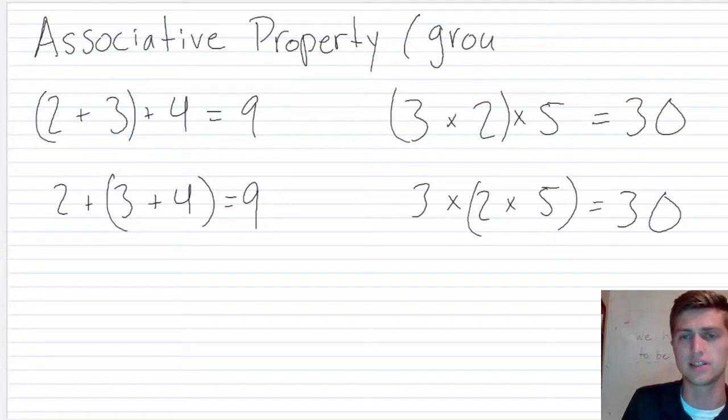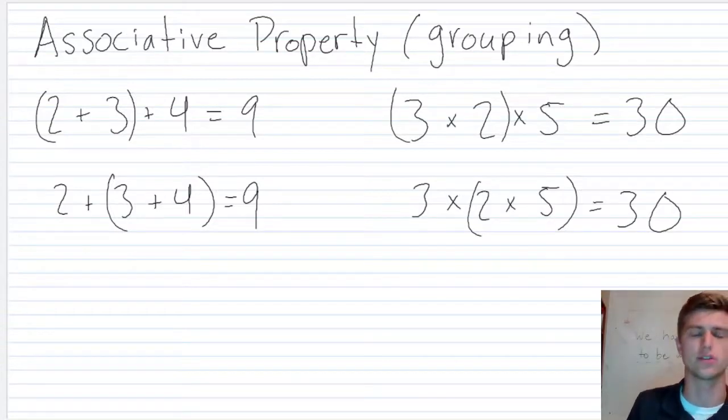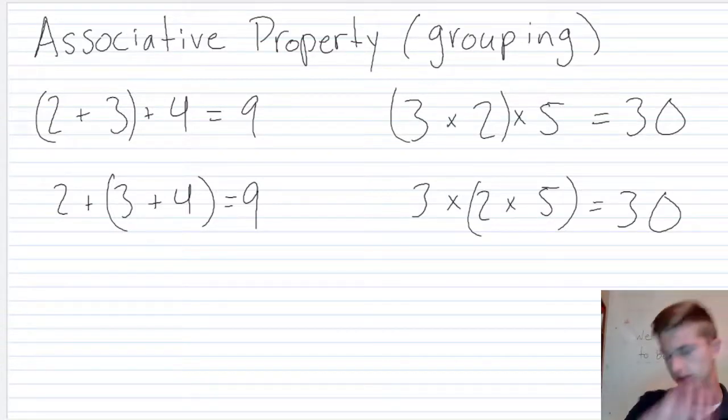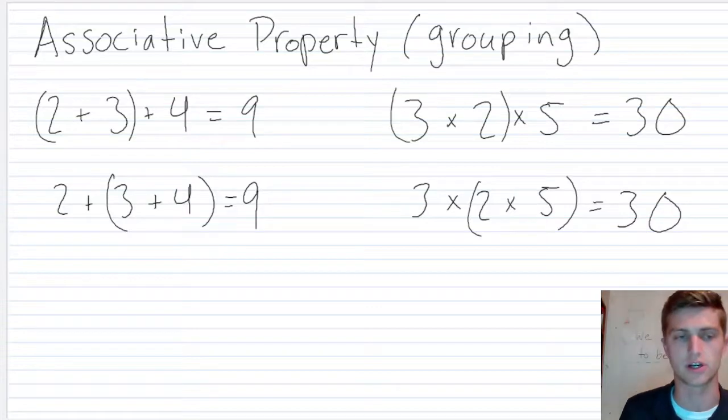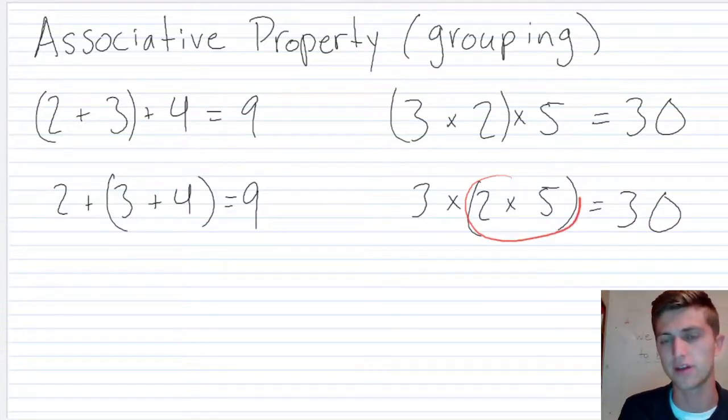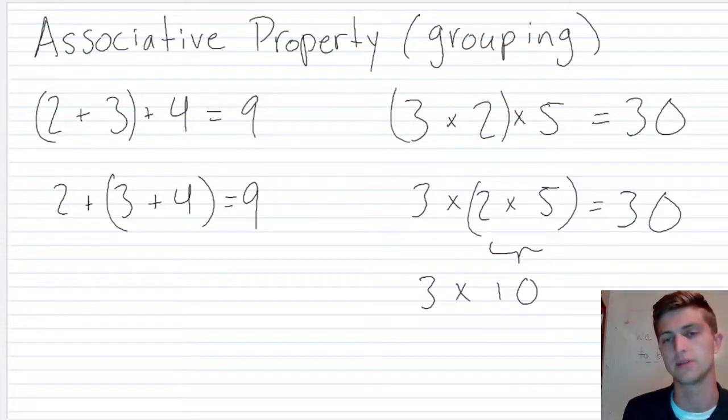Now, the reason this is advantageous for us: we had order for commutative, grouping for associative, because sometimes certain multiplications are going to be more beneficial. So right here, 2 times 5 is 10, and 10 is nice. Why is 10 nice? Because it has that 0 on the end. So if we were to rewrite the problem, we have 3 times 10.